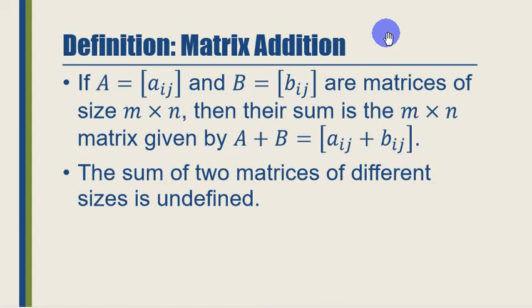Let's now look into the different operations on matrices, the first of which is matrix addition. If we have a matrix A and matrix B and they are of the same size m by n, then their sum is the same size m by n matrix given by A plus B, which is equal to the sum of each of the entries. And the sum of two matrices of different sizes would be undefined.